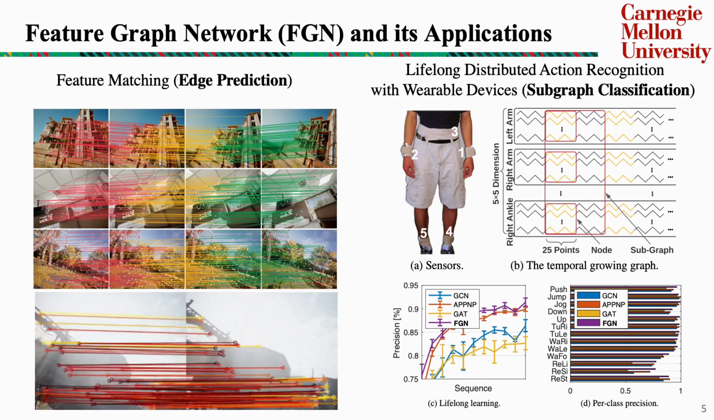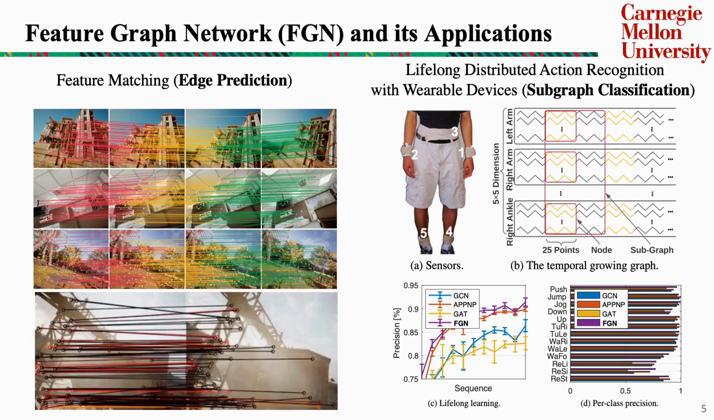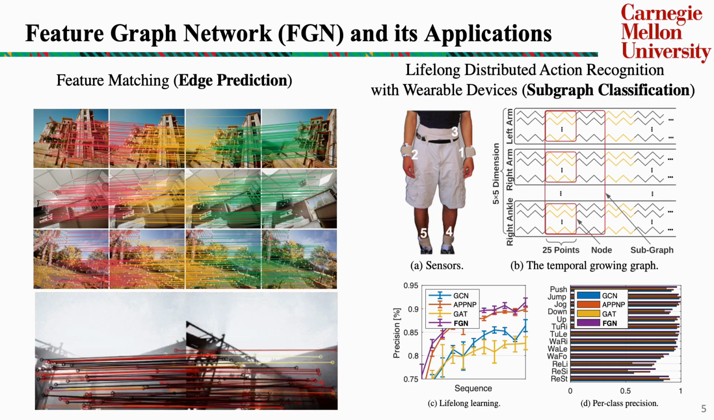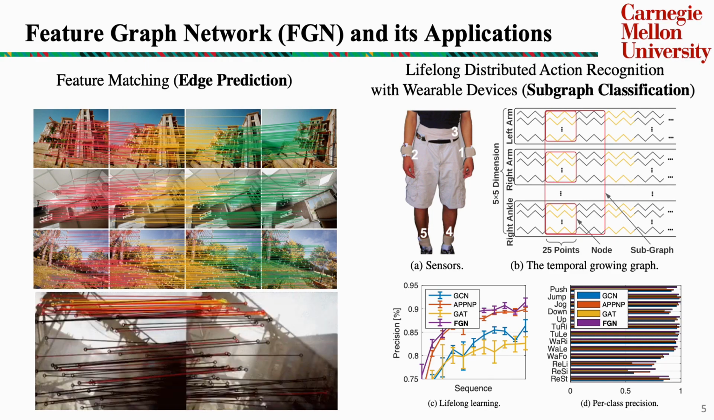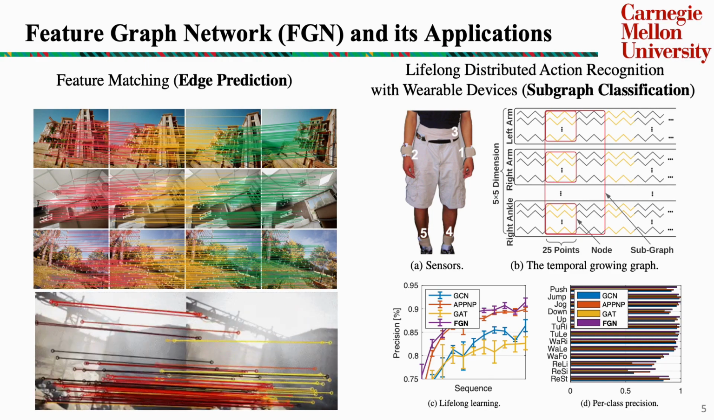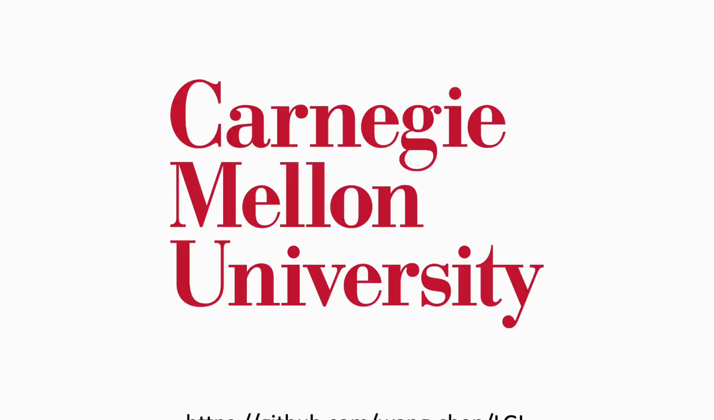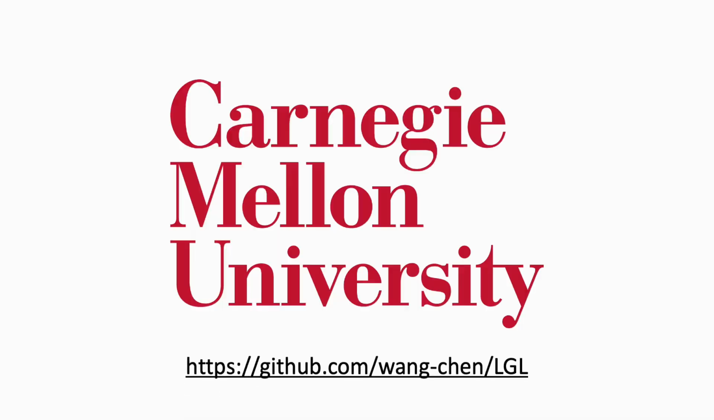As shown in the left figure, it is quite robust to severe motion and illumination change. In the application of action recognition, we also achieve higher accuracy and require less learnable parameters compared to the state-of-the-art graph models. Welcome to check our paper and source code to know more about this work.